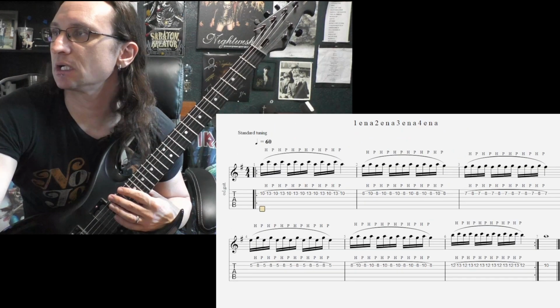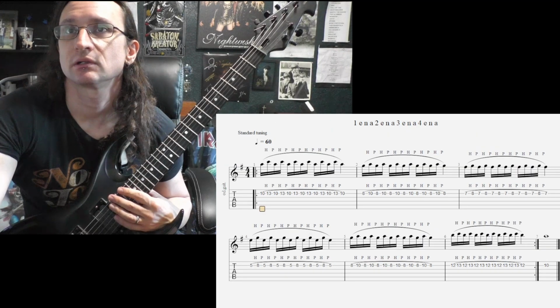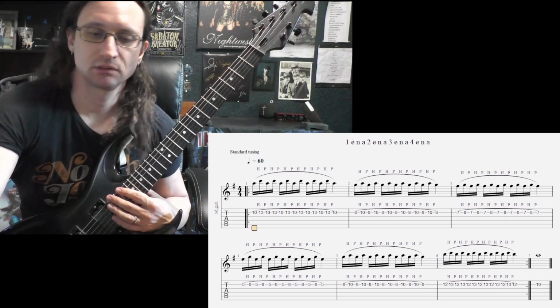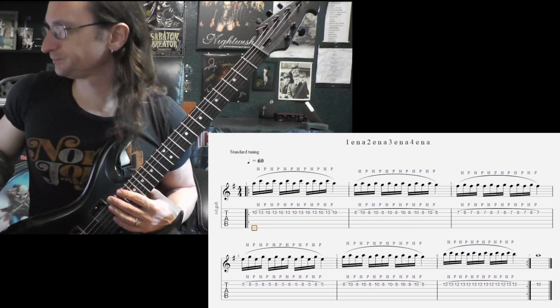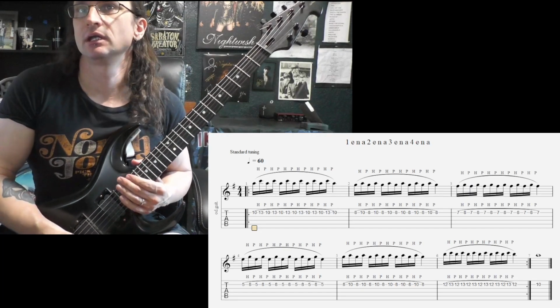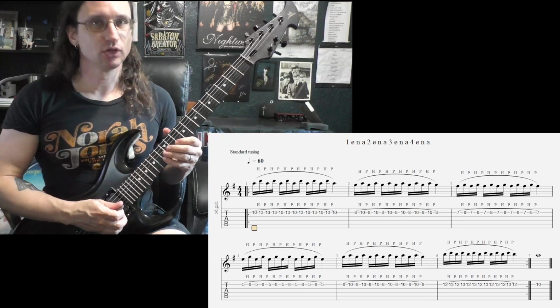Alright, legato time. This one's going to be definitely pushing the fretting hand endurance. Fretting arm endurance too. So, 60 beats per minute. Number 1. 1, 2, 3, 4.